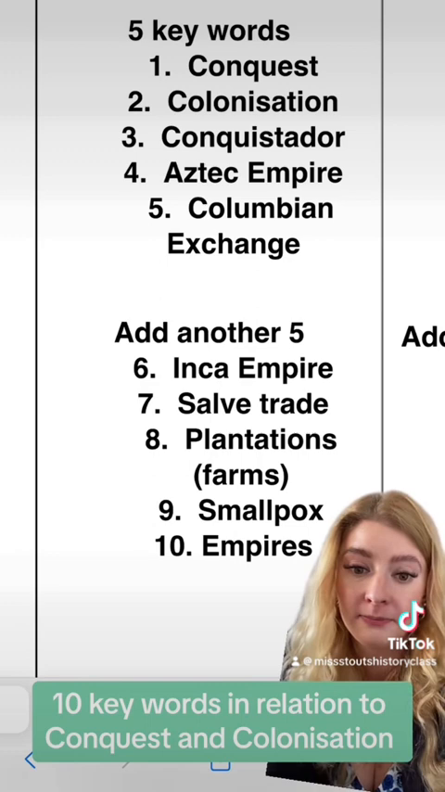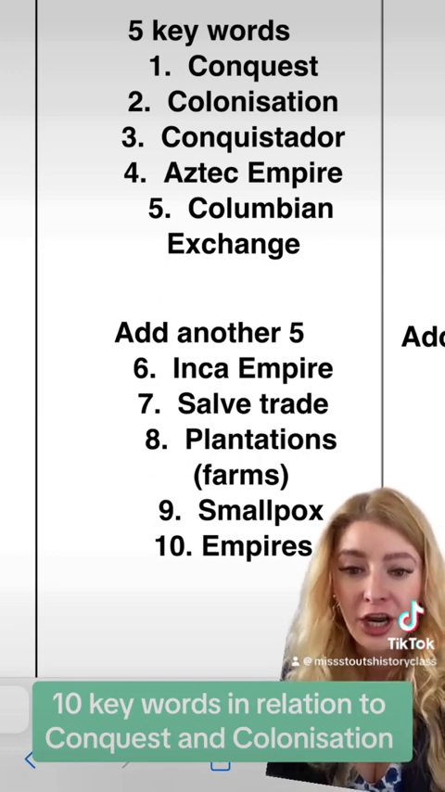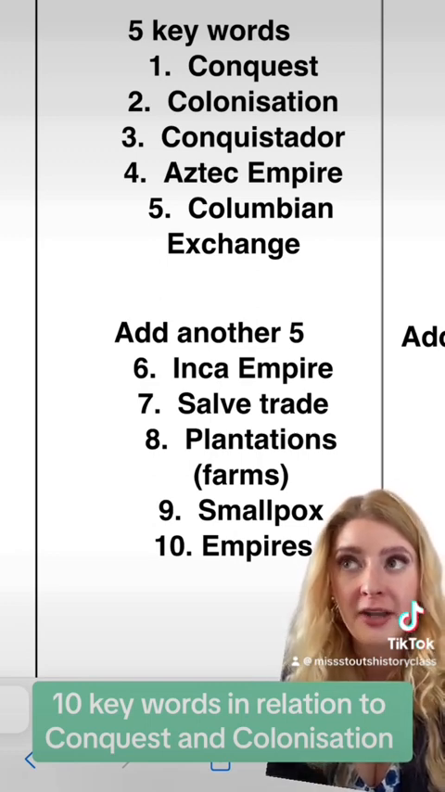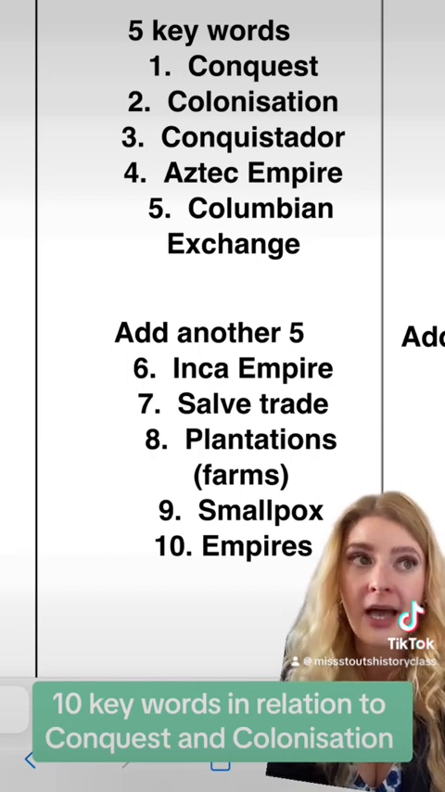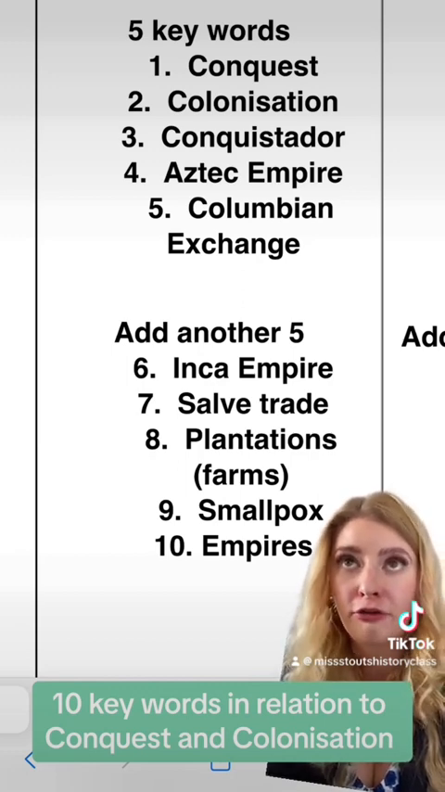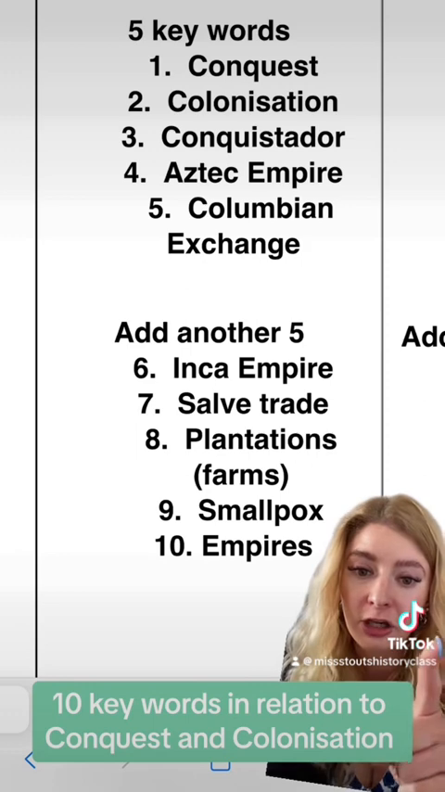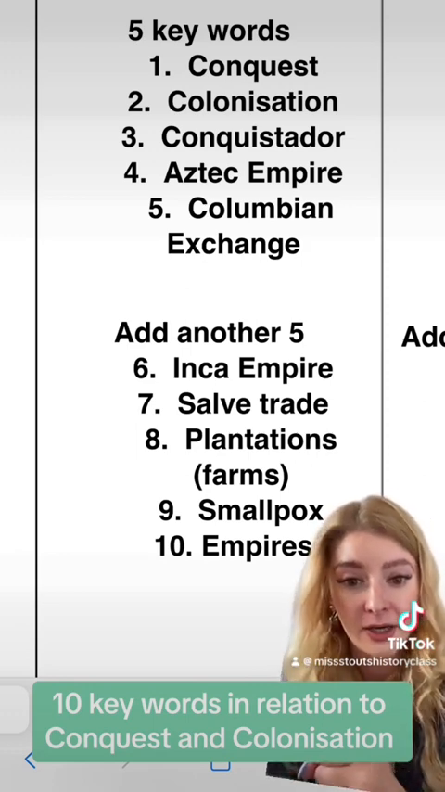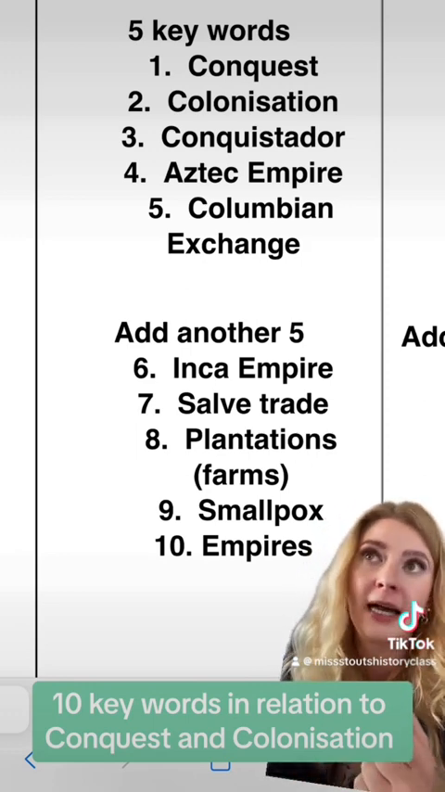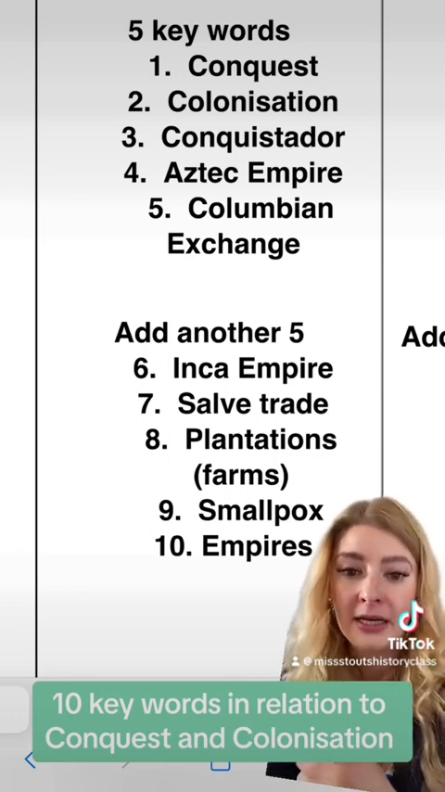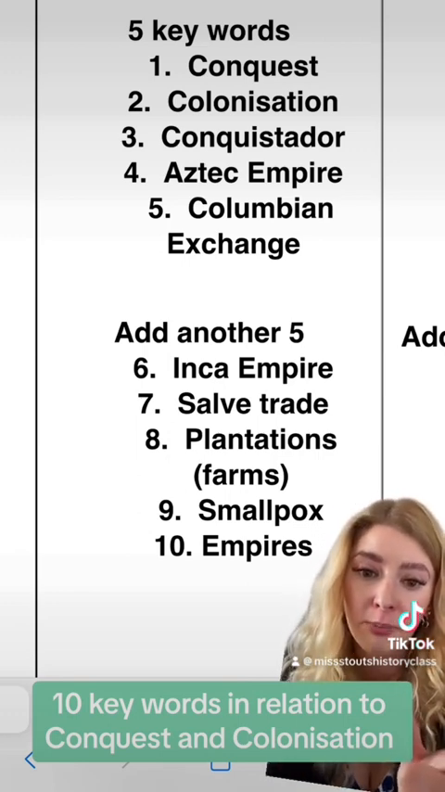Conquistador means conqueror. Cortez and Pizarro were examples of conquistadors. The Aztec Empire was a large empire in modern-day Mexico. It was conquered by Cortez. He destroyed the capital city, which was called Tenochtitlan, and he rebuilt it as Mexico City.